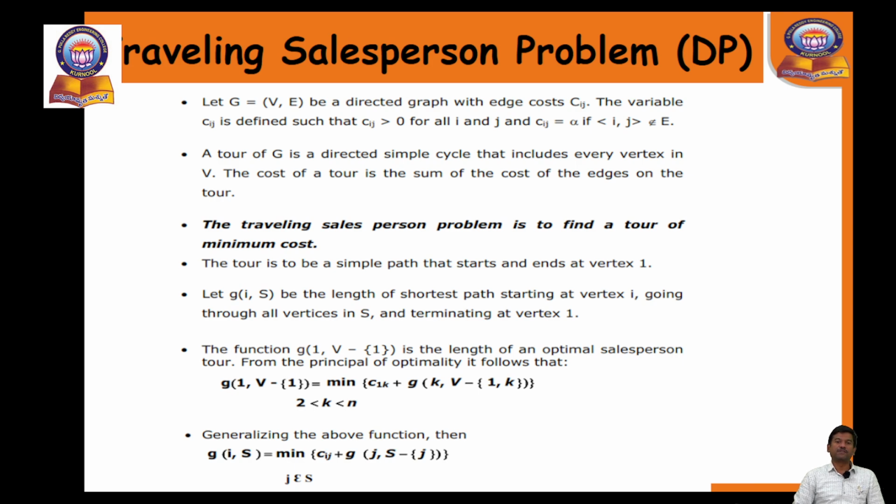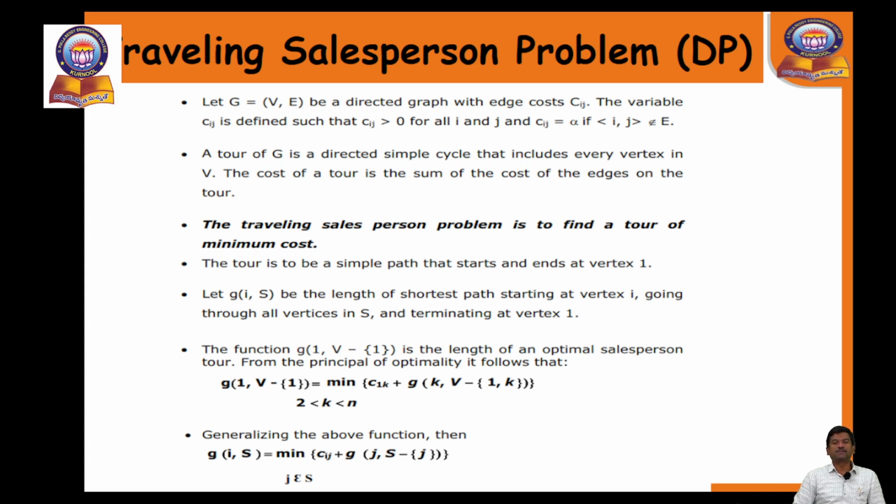The cost of the tour is the sum of the cost of the edges. For example, from city 1 to city 2 the edge cost is 2, and from city 2 to city 3 the edge cost is 4. Whatever path is chosen using the dynamic programming concept, you visit each city once and then come back to the source vertex. The sum of all these edge costs is what the traveling salesperson problem solution gives.